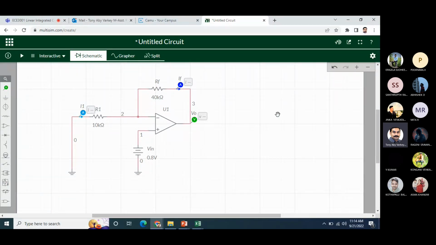So what is the gain here? RF is 40, R1 is 10. So how much will be the gain? 5. So what will be the output voltage? 5 is the gain, means what will be the output voltage? Input I have given 4. So now let us run this and see. You can see that the output voltage is 3.999, which is 4 volt.